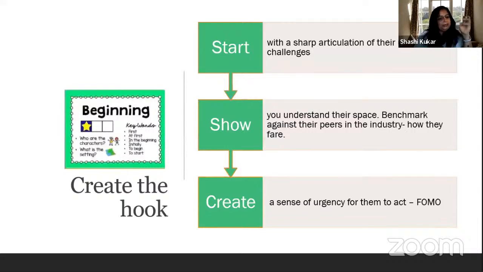Now we said the beginning is actually the creating of the hook, right? I can lose the reader immediately after the beginning. I will not read it any further. So really, how do I create the hook?